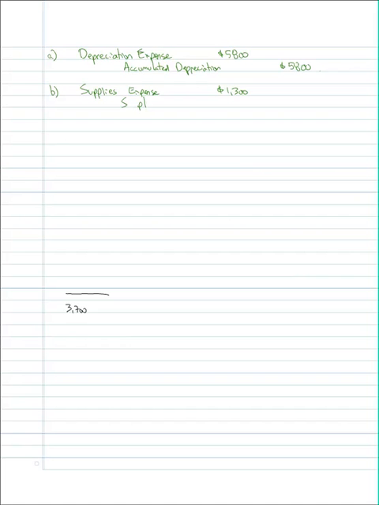So we just have to look at the way the information is given to us to figure out whether we're told the adjustment, in this case, or the ending balance. So our supplies expense is a debit for the expense, and our credit to reduce our supplies asset is the same $1,300.